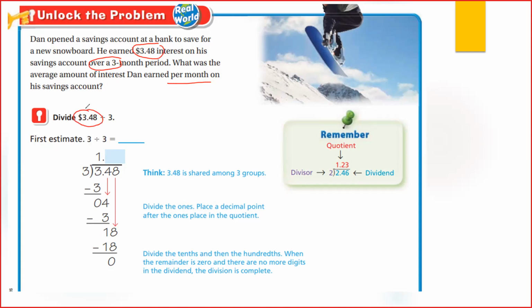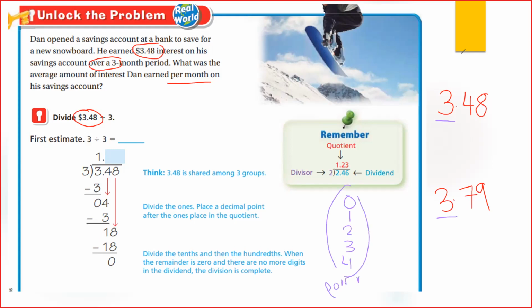In order to estimate, I'll remind you now: if you have this number and you need to estimate it, what you have to do is so easy. Underline the whole number. Okay? Then you have to know something. 0, 1, 2, 3, and 4, we call them poor numbers. And 5, 6, 7, 8, 9, we call them what? Rich numbers.